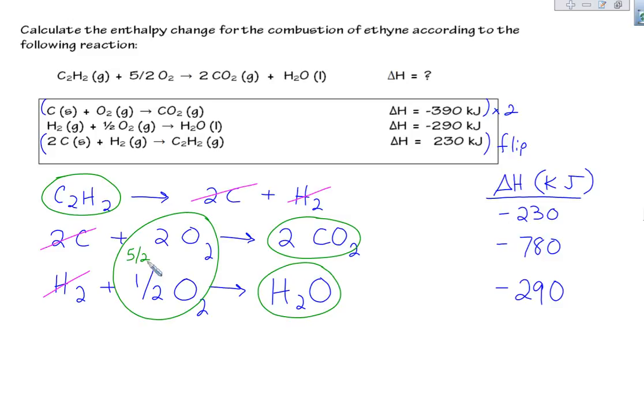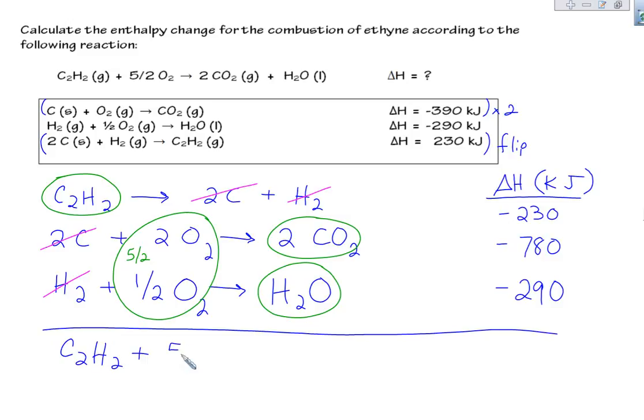It works. Perfect. So I got the overall desired reaction, which I think I do now. I have the ethine, H2, the 5 halves oxygen, the 2 carbon dioxide, and the water. All we got to do is add those delta H values. This is exothermic. Let's say negative 1,300 kilojoules.